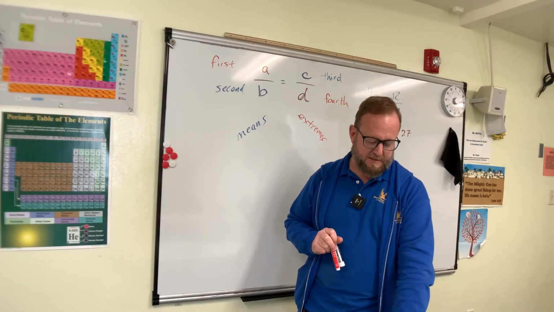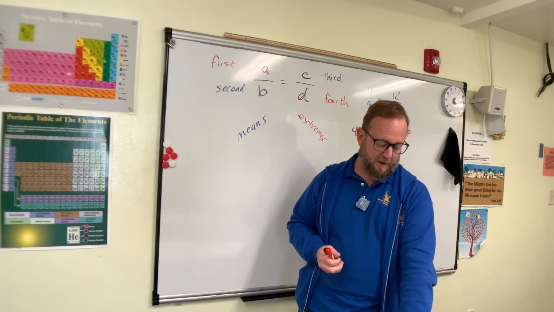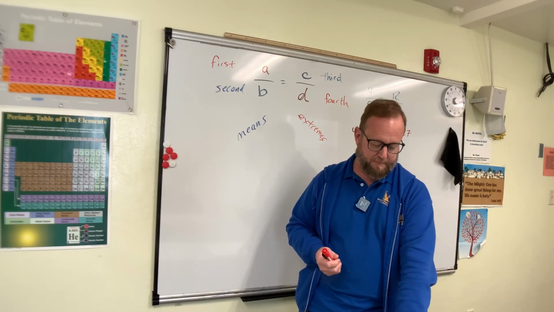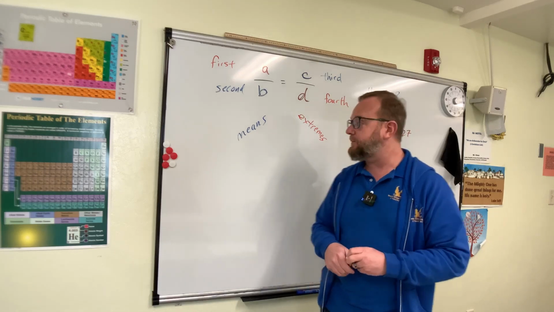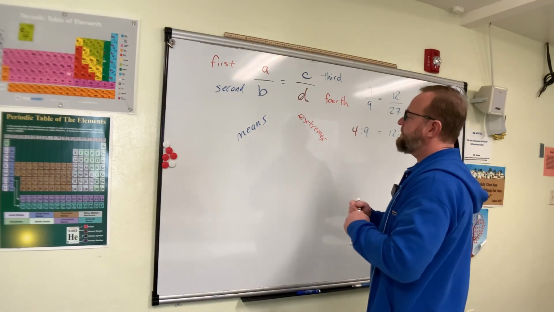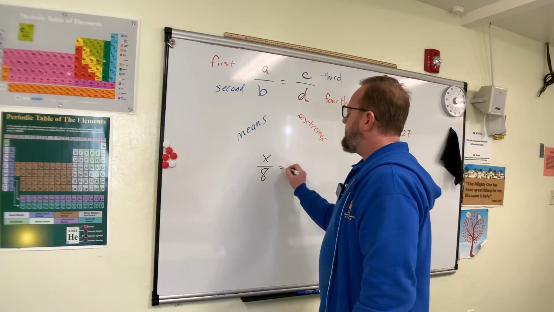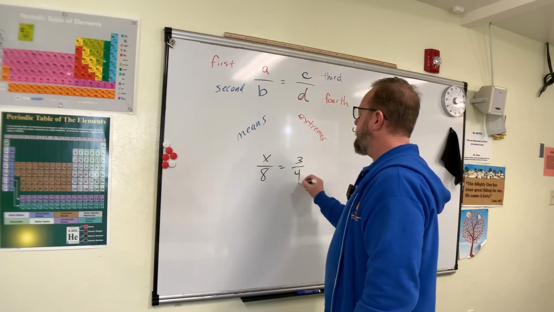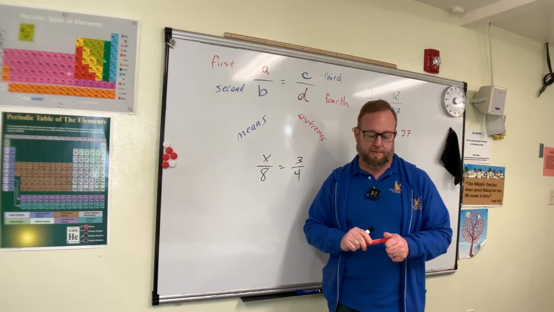So it gives us a nice example at the bottom, which you'll want to pay very close attention to. Solve for x in this proportion, it says. And the proportion we're given is x over 8 equals 3 over 4. So utilizing what we know, x over 8 equals 3 over 4.